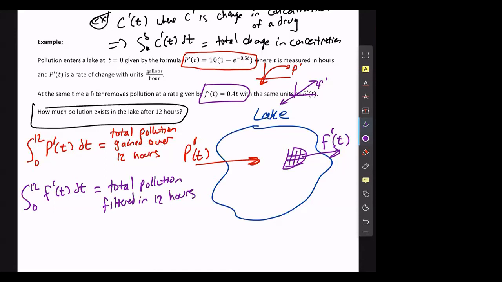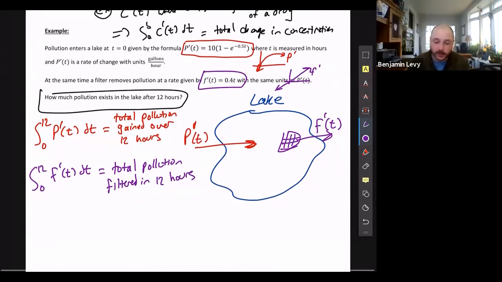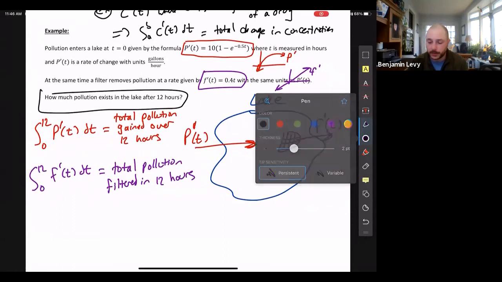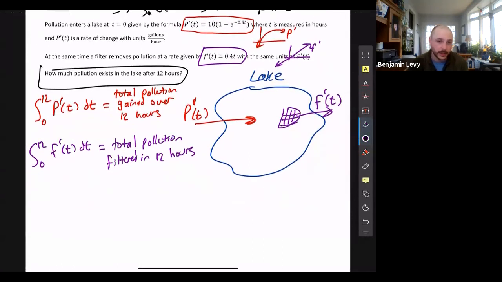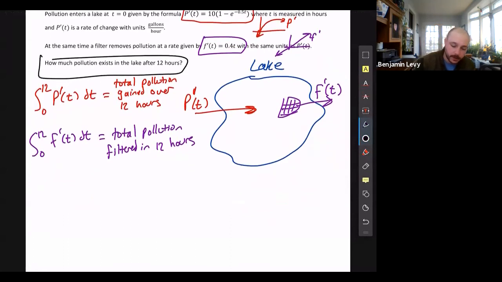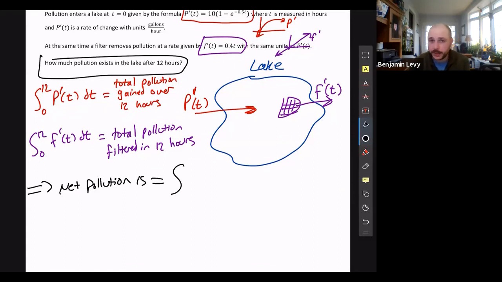Mm-hmm. And so then, the original question was how much pollution exists. And so what would be the total? This is, I think, Sebastian's question: how do we put them together to figure out the net pollution? Some integral. Thoughts? Maybe Sebastian can finish it, or if someone else has another idea.